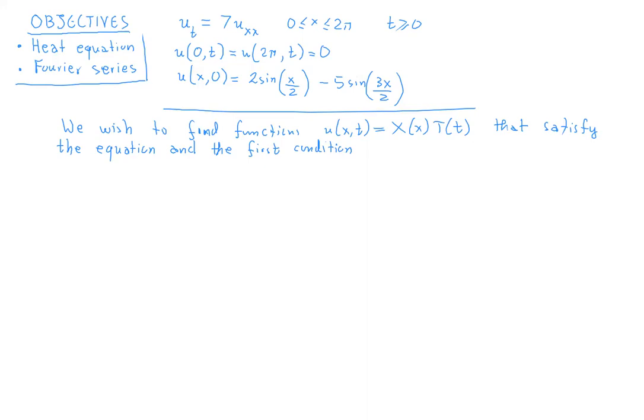So if you plug them into the equation, then what do you get? You get X(x) T'(t) is equal to 7 times X''(x) T(t), which means that, here the trick to remember is that the 7 always goes with the T part. That's one of the things you should remember. And you will get X''(x) over X(x) is equal to T'(t) over 7T(t).